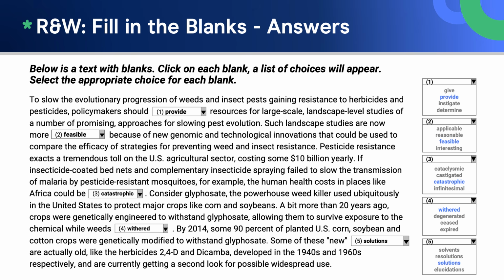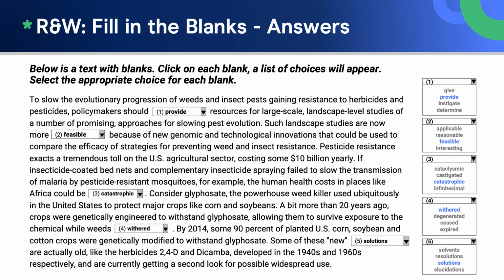The second answer is feasible. This word fits the context of the sentence and provides the right meaning. Feasible means possible to do. The third answer is catastrophic. Cataclysmic is plausible, but it's not quite the right word. Catastrophic is a better word choice. And as for castigated and infinitesimal, they're both wrong.